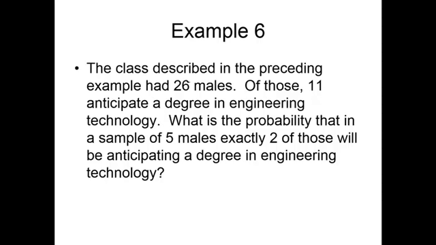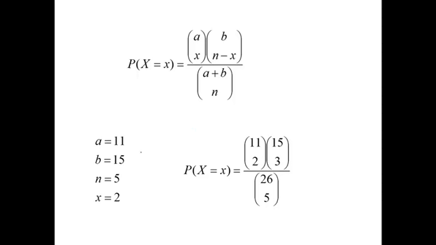Example 6. The class described in the preceding example had 26 males. Of those, 11 anticipate a degree in engineering technology. What is the probability that in a sample of 5 males, exactly 2 of these will be anticipating a degree in engineering technology? Engineering technology is a success in this because that's the probability we asked for. So the number of successes is 11. The remainder of the 26, the 15, are considered failures. Taking a sample of 5, what is the probability of 2 successes?